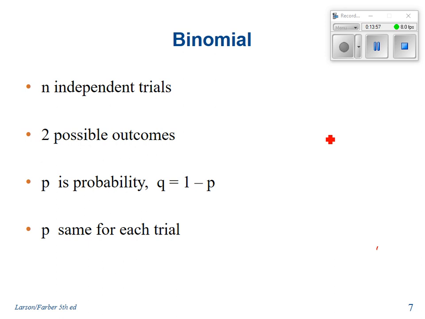Each trial has to be independent. You have two possible outcomes. Your P is always your probability, and that probability is the same for every trial. And then Q is just 1 minus P. So P is the probability of a success, Q is the probability of a failure. Nothing hard about that, just reminding you what we went over back in chapter 4. This is exactly what we covered in chapter 4.